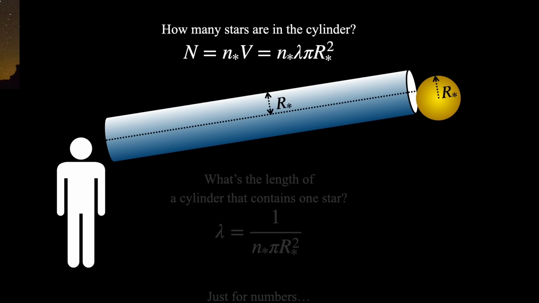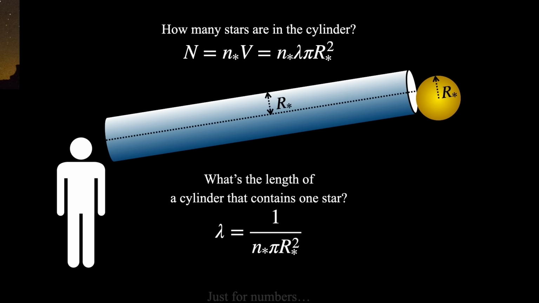So when we look out through such a volume, we're going to see stars. Now we only need to find the length of the cylinder for one star to be in the way on average. So let's set that big capital N equal to 1 and solve for the length of the cylinder, because that's really what we're trying to ask: how far can we see? So the length of the cylinder, lambda, is equal to 1 over the number density times pi r star squared. So really what we're doing is turning a volume density into a surface density.